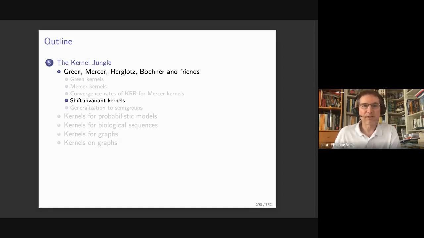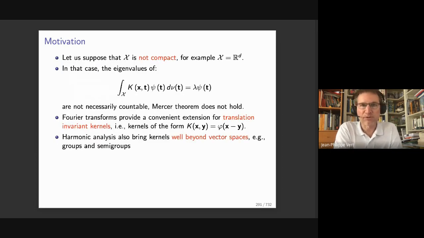So to motivate this work, remember, for example, that when we studied Mercer kernels, there were a few conditions, like it had to be a continuous kernel on a compact space. And so, for example, what we saw with the Mercer theory does not apply to the Gaussian kernel on R, which is typically something we use very often.